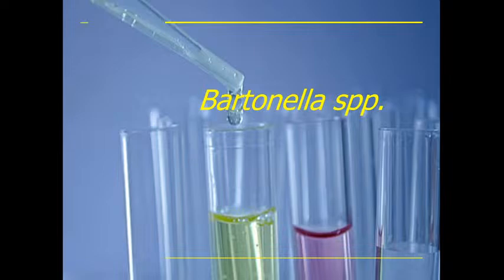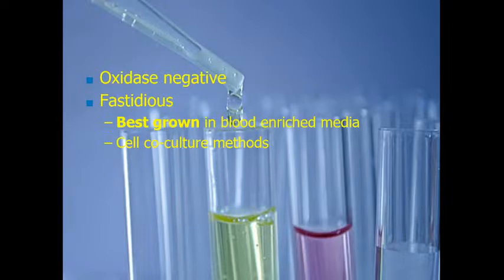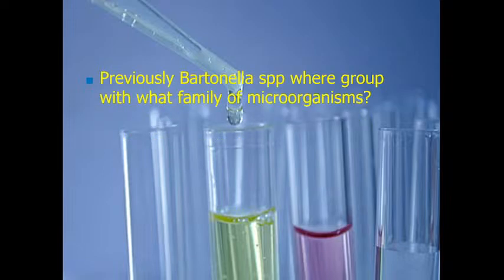Next, we're going to move on with Bartonella species. Bartonella species has several characteristics. It is a fastidious organism. It's oxidase negative. It's best grown in blood-enriched medium, and it can grow in cell co-culture methodologies. Previously, Bartonella species were what group of organisms? They were previously members of the Rickettsiales family, or the Rickettsia family.